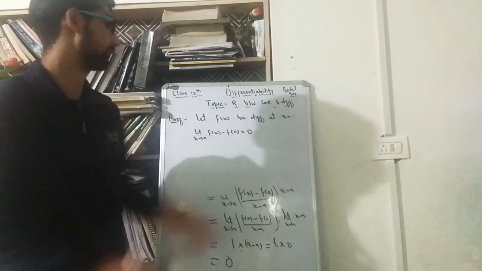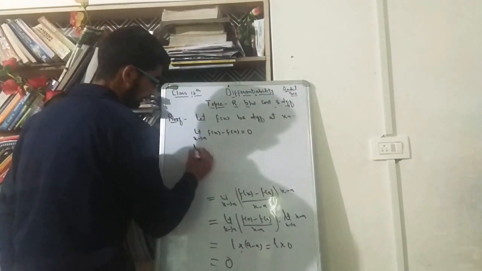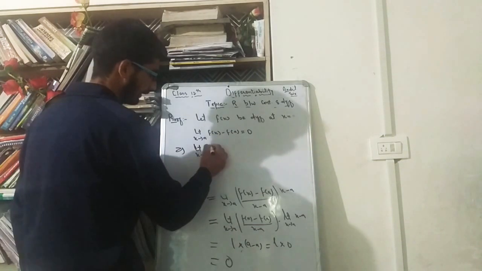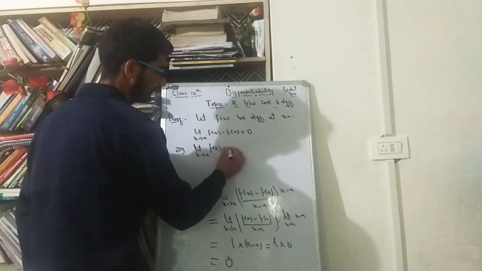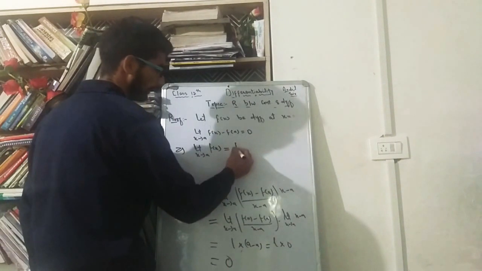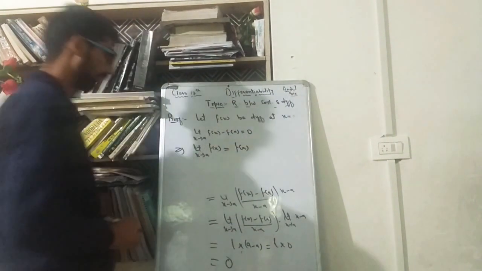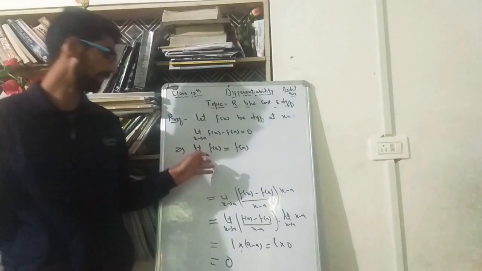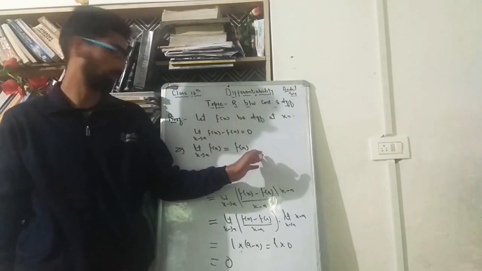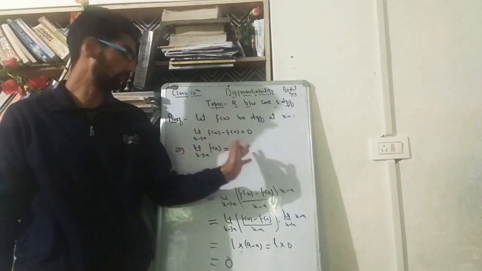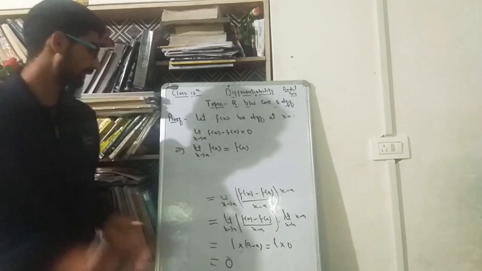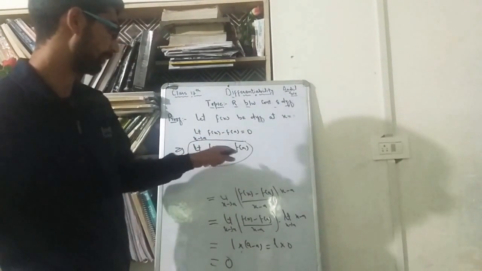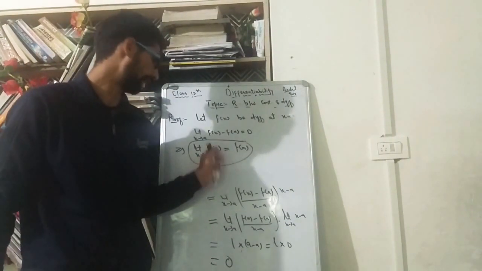So this is independent of the limit. I can transpose it to the other side, so limit x tends to a of f of x equals f of a. So here, when I am approaching the value of x to a, the function is tending to f of a, and we know that when this happens, by the definition of continuity, the function is continuous at x is equal to a.